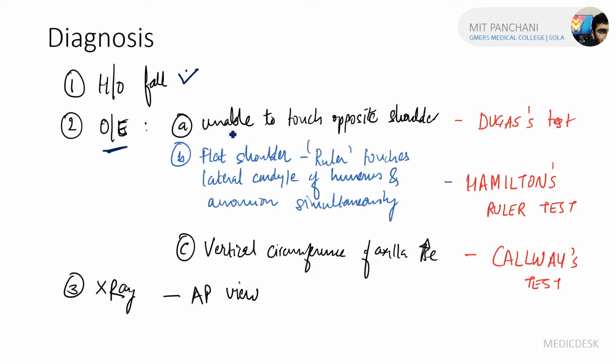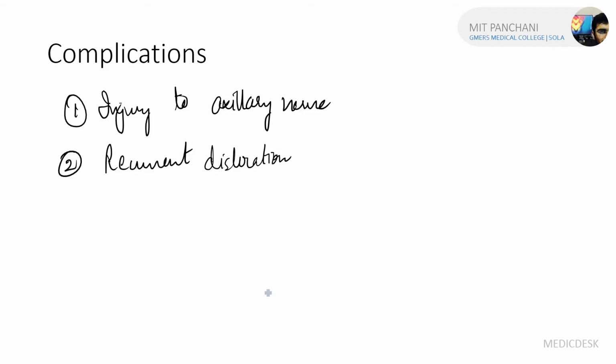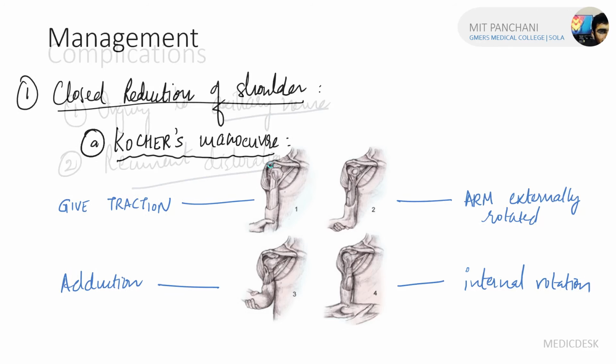Now coming to the diagnosis, there is a history of fall. On examination, we can see that the patient is unable to touch the opposite shoulder, which is known as Dugas test, or you can see the flat shoulder, where you can place a ruler which will touch the lateral condyle of the humerus and acromion simultaneously, and that is known as Hamilton's ruler test. You can also see the vertical circumference of the axilla has increased, and that is known as Callaway's test. You can also take an X-ray in the AP view that will be suggestive of dislocation of the shoulder. Complications can include axillary nerve injury or recurrent dislocation.